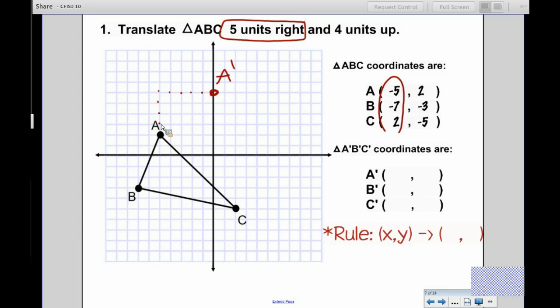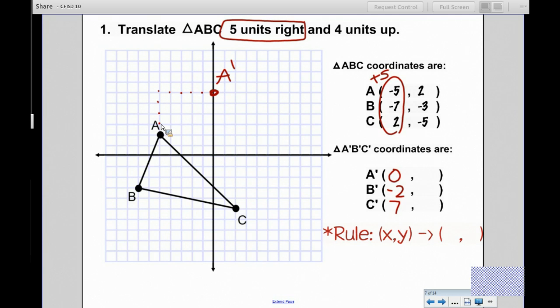So we take this column and we add 5 to it. Negative 5 plus 5 gets a 0. Negative 7 plus 5, negative 2, and 2 plus 5, 7. So we take all of our x values and we add 5. Going to the right means add 5. Okay, what about 4 up?